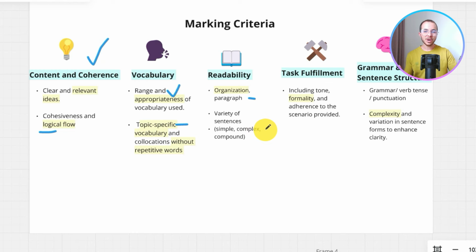Readability involves the organization of your paragraph. So does it have a logical flow? Does it have an introduction and a conclusion? And again, this will come in handy during our brainstorming process.